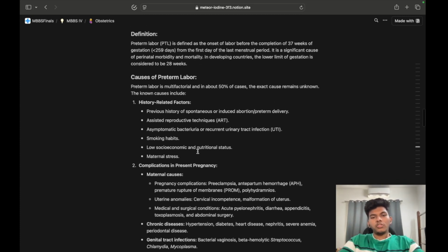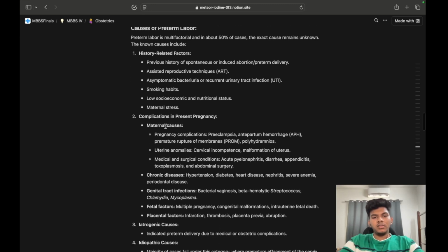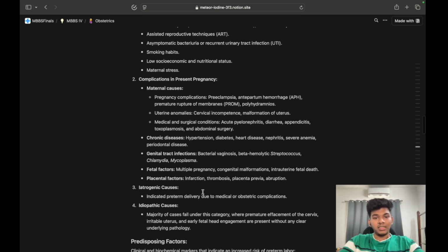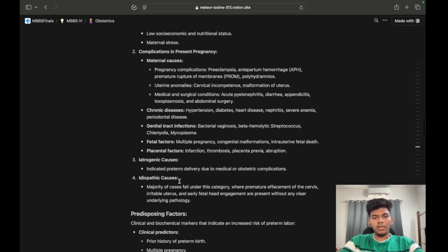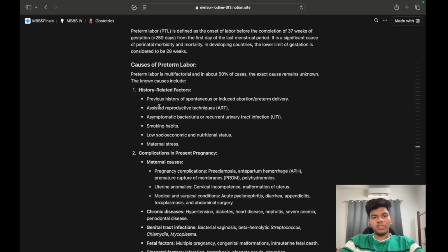And coming to the causes of preterm labor, it is divided into history related factors, complications in present pregnancy, iatrogenic causes and idiopathic causes. And now let's look at each of them one by one. First one, history related factors.